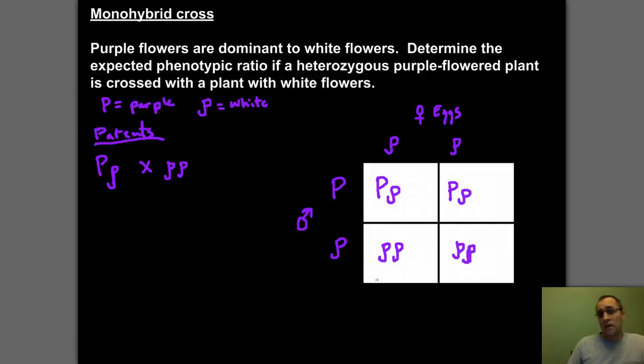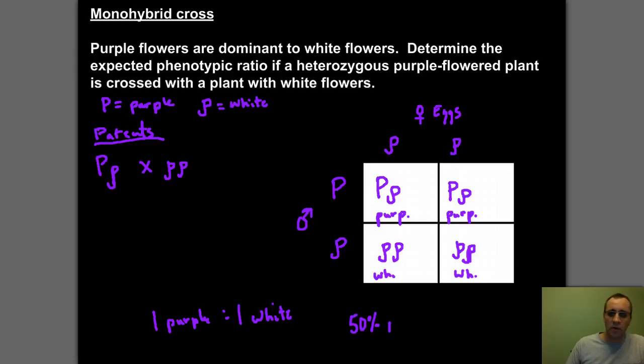Okay? And then we need to identify the phenotypes of these, so the appearance. So this is white, this is purple, right? And this is purple. Okay, and so the phenotypic ratio is 1 purple to 1 white. You could say 2 to 2, but we would really prefer to have it be a reduced ratio. Another way of saying this: we could say 50% of offspring are purple and 50% white.